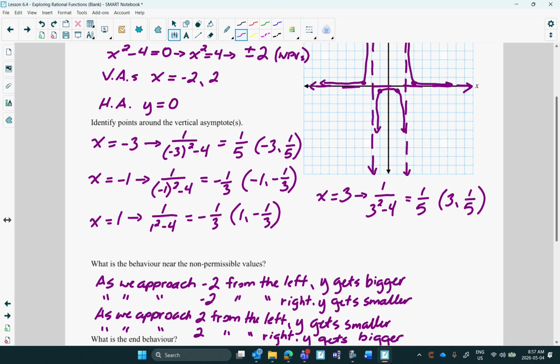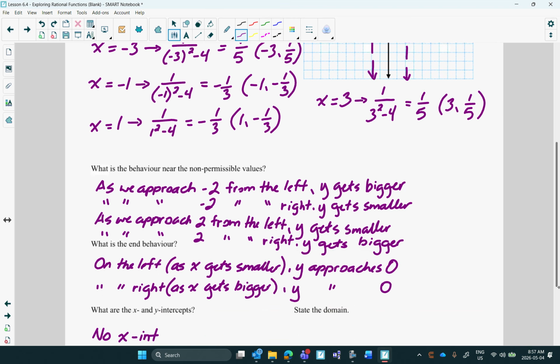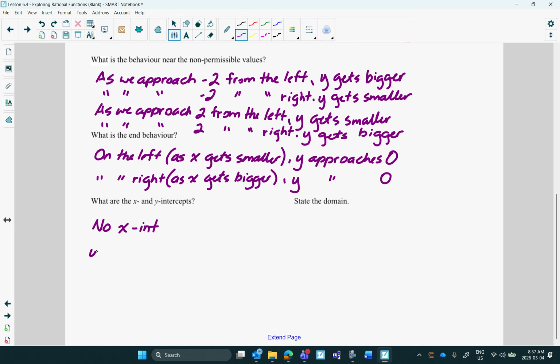Well, if we can't get it from the graph, we have to do it using algebra. So for the y-intercept, we gotta make x equals 0 and find it. y equals 1 over 0 squared minus 4, which is what? Negative 1/4.